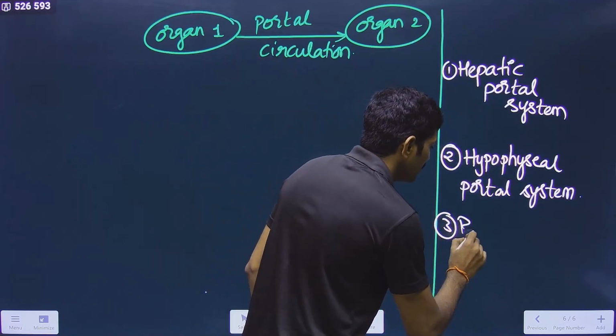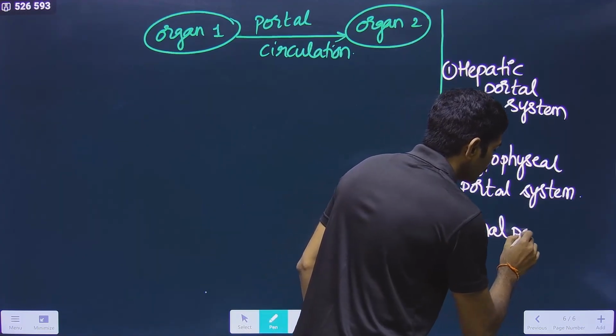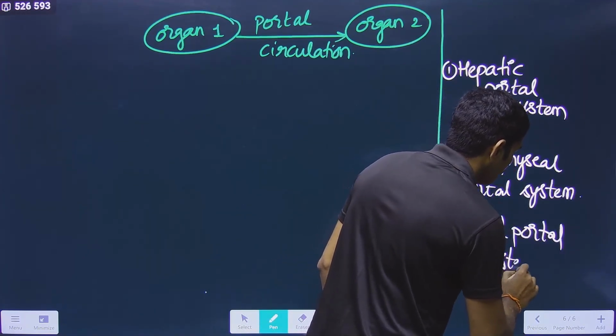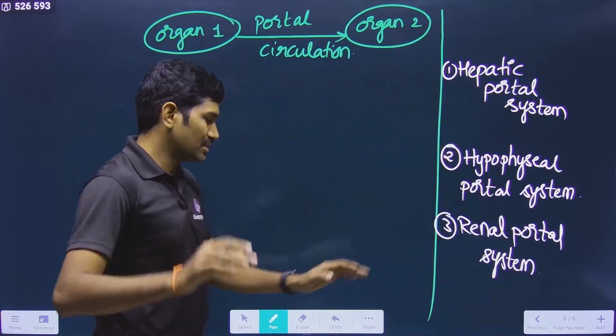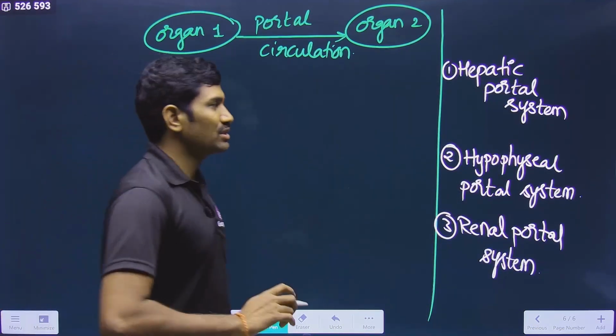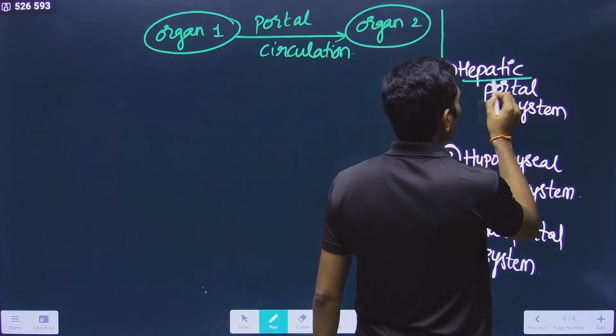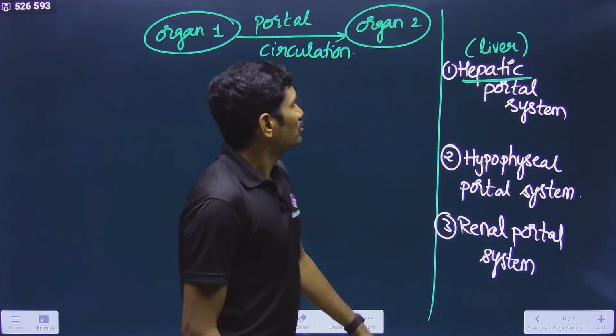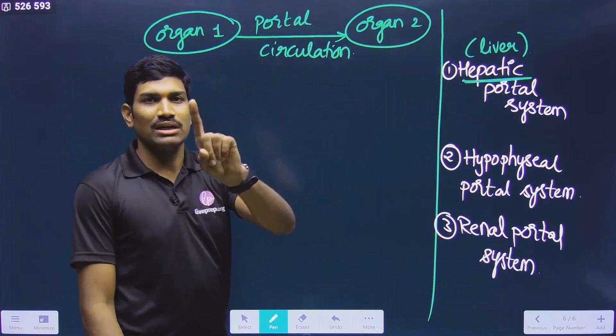And then there is a third one, that is the renal portal system. Like this, total 3 systems we are studying. First, we will go with the names. In the name, what are you observing? Hepatic. Hepatic means liver. So even though 2 organs are involved, only one organ name was there.